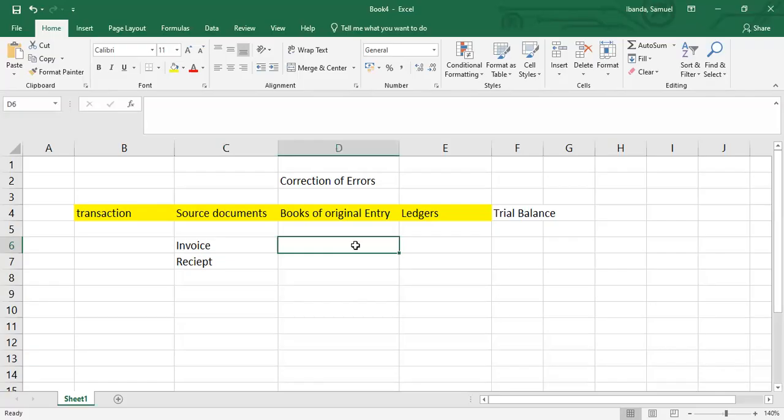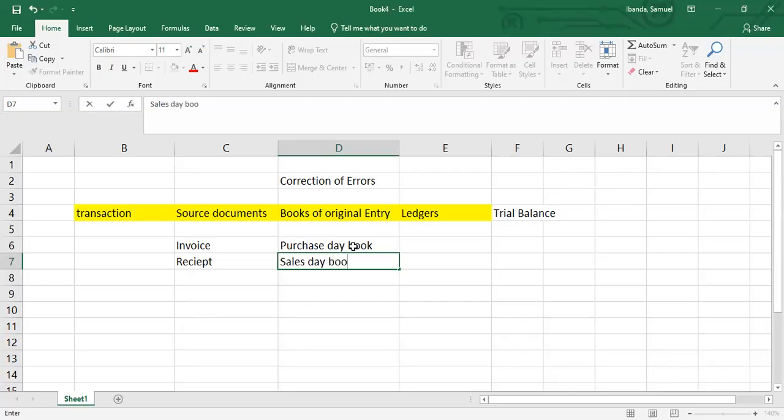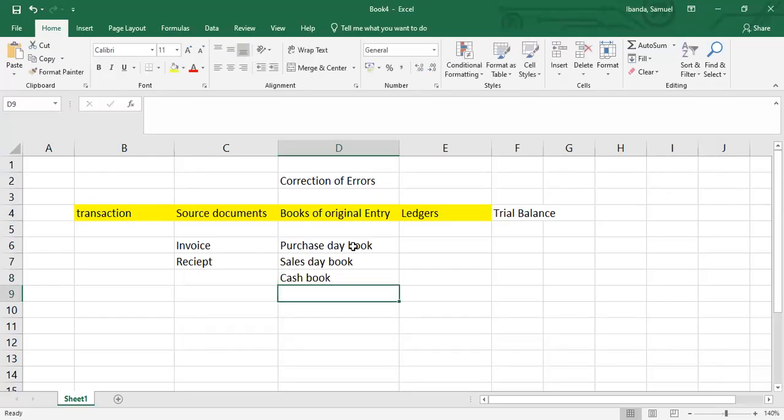Now, the books of original entry are basically prime books, books where you enter transactions for the very first time. Things like the purchases day book, the sales day book. Even the cash book itself is a book of original entry. So you can also make an error in each of these documents, okay?